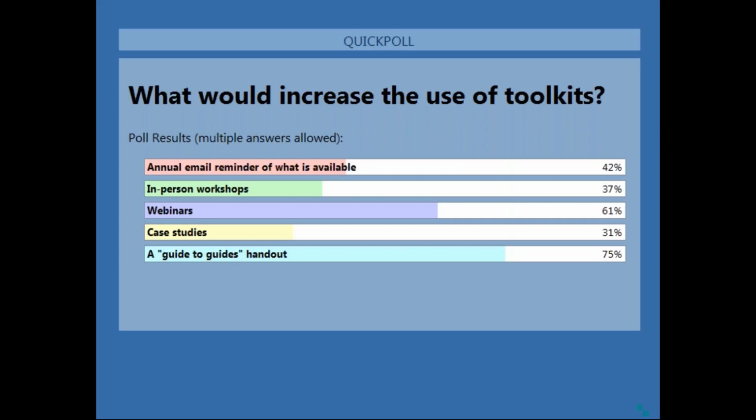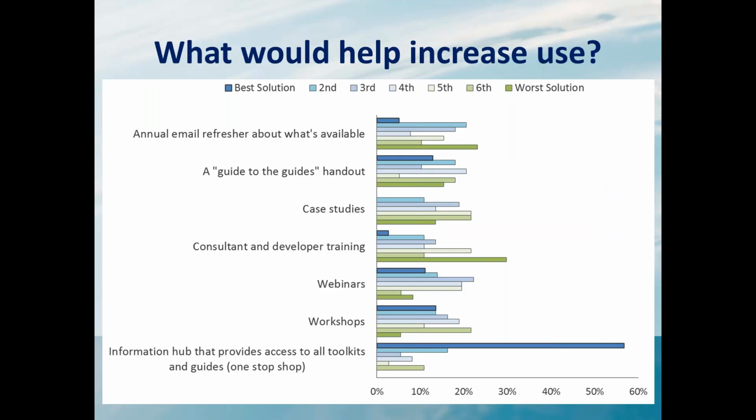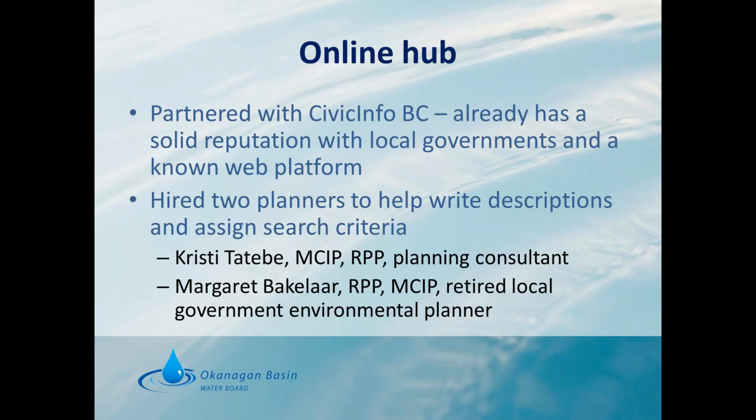Okay, again, it looks like most people have had a chance to vote. So interesting, little different as well here. The top choice was a guide to guides handout, 75%. Next after that was webinars at 61%. 42% annual email reminder of what's available. In-person workshops at 37% and case studies at 31%. Interesting, great. Good. Okay, so we chose, like I said, to focus on this online hub.